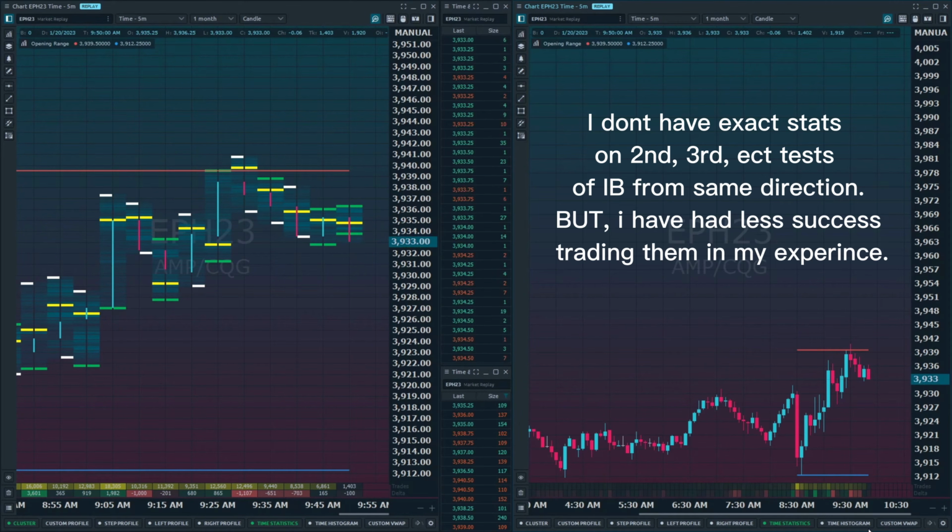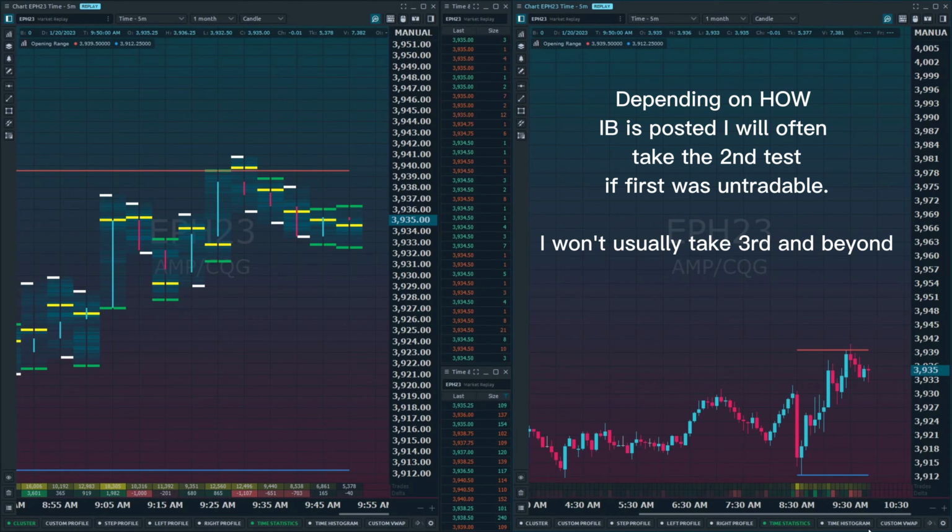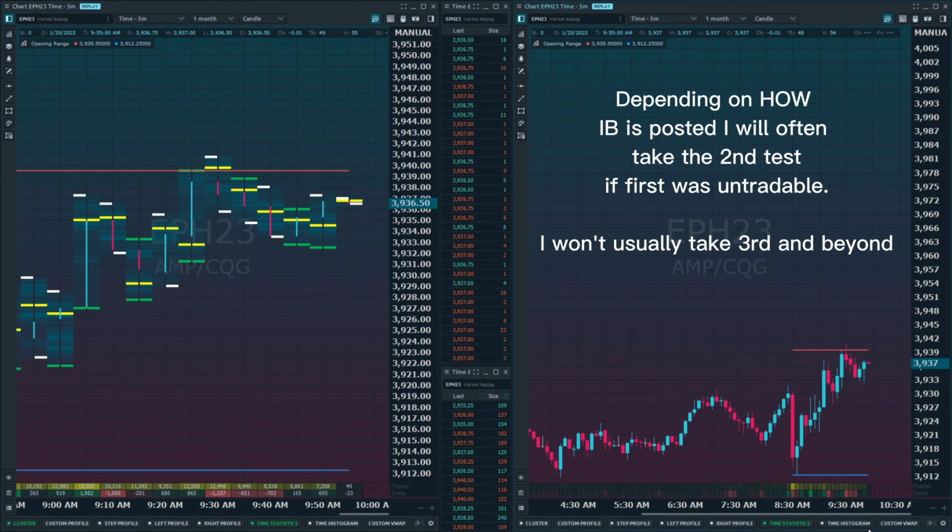Every test of a level that you get, there's a higher likelihood that that level will break. So the second, third, and fourth tests of initial balance high have less and less chance each time of actually holding. So if we get this first scalp in, then I'm usually very cautious to take any more. I'll probably take my bag, go home, and wait for another clean setup.